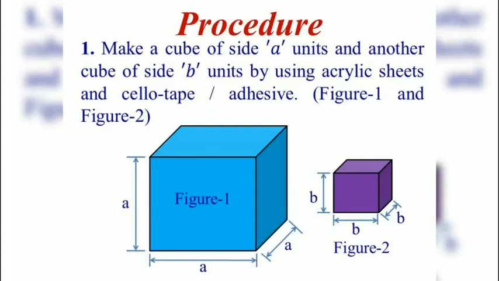Then procedure. Make a cube of side A units and another cube of side B units by using acrylic sheets and sellotape or adhesive. Figure 1 represents a cube having dimension A unit. Figure 2 represents a cube having dimension B unit.